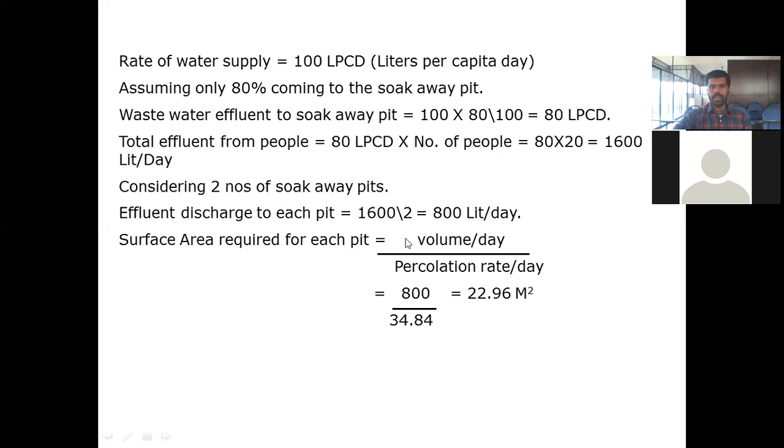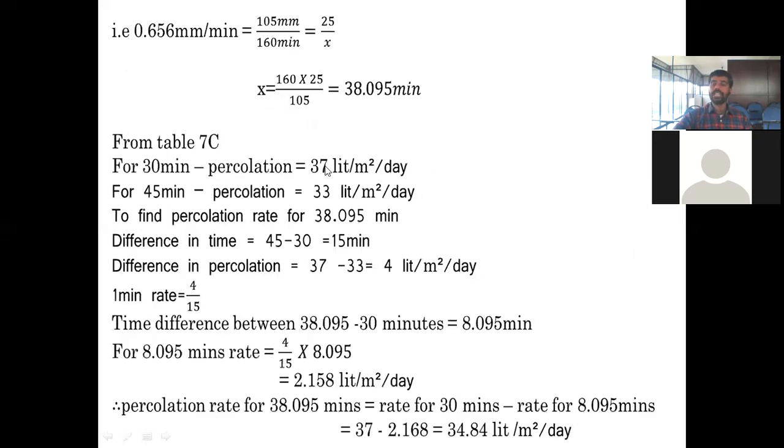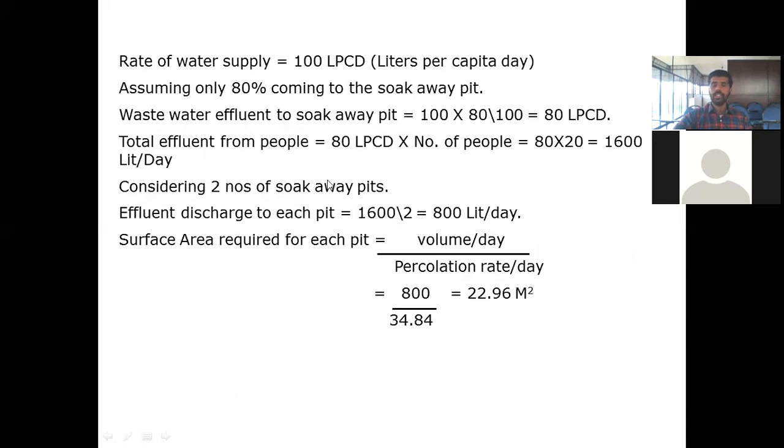So this is the way to find out the soakaway pit. It is very easy. The one thing you have to know is the percolation rate. To know the percolation rate, you have to go to the site and find it out. To find the surface area, divide the volume by the percolation rate. When you get this area, you can easily find out the depth or the size of the soakaway pit. So this is about the soakaway pit, or a wastewater pit; we can do it by the same formula.